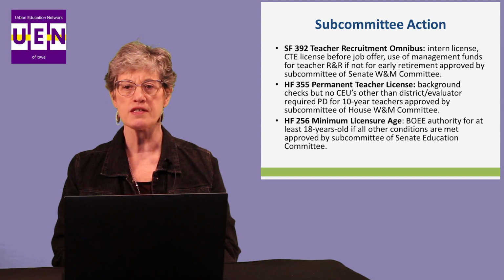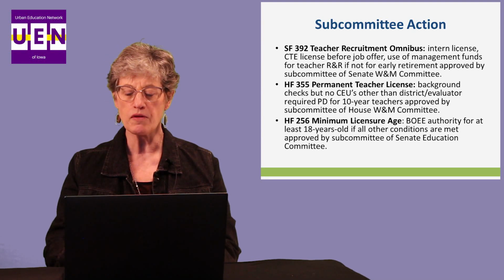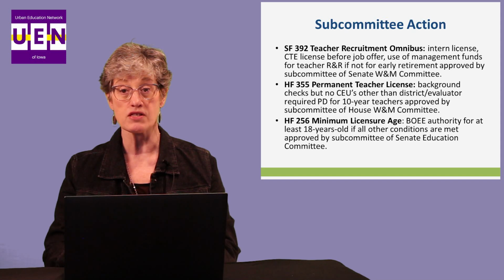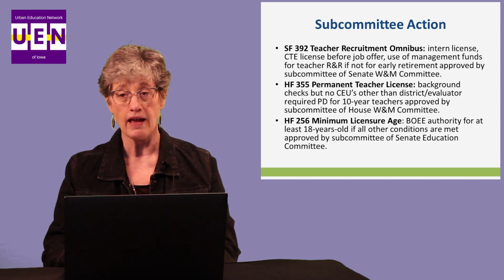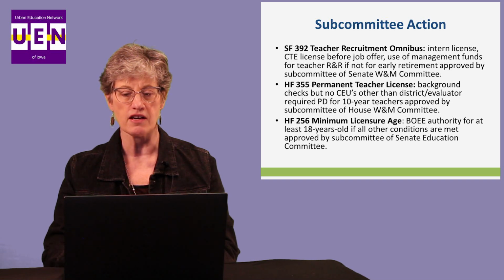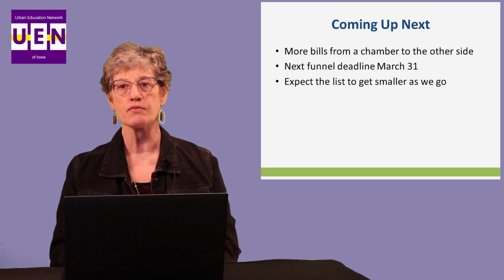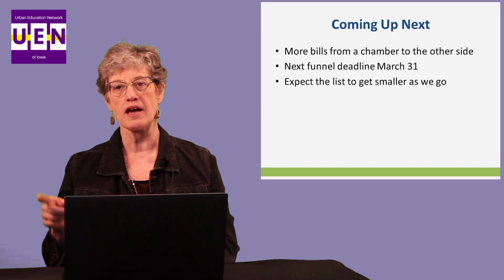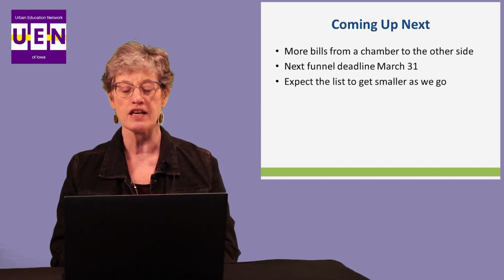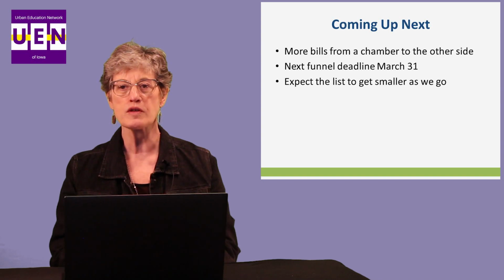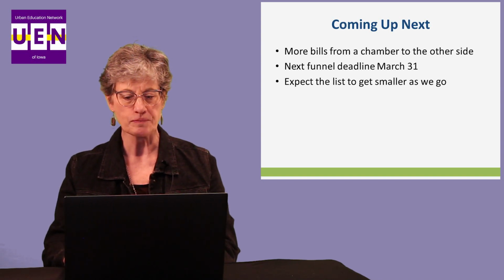House File 256, the minimum licensure age, would give the BOEE authority to give licenses to 18-year-olds or older if all other conditions are met. And that was approved by a subcommittee of the Senate Education Committee, and we support that too. Coming up next, more bills from a chamber have to get to the other side and get out of a committee by the next funnel deadline, which is March 31st. We expect the list to get smaller as we go.